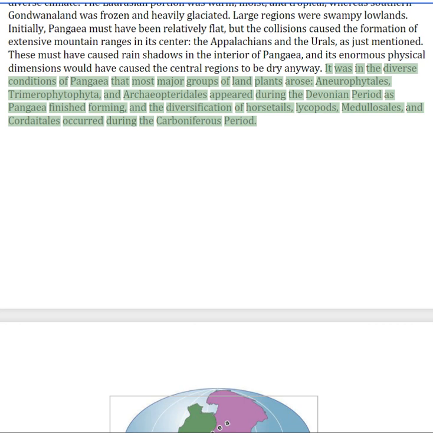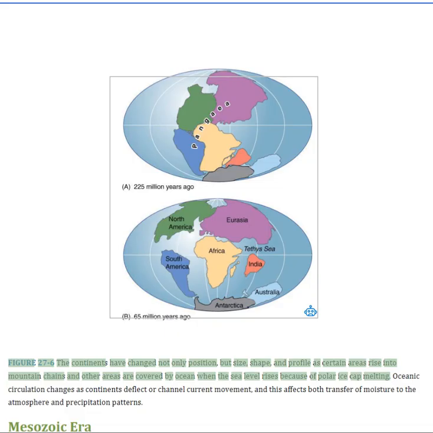Anurophytales, Trimerophytophyta, and Archaeopteridales appeared during the Devonian period as Pangaea finished forming, and the diversification of horsetails, lycopods, medullosales, and cordaitales occurred during the Carboniferous period. Figure 27.6. The continents have changed not only position, but size, shape, and profile as certain areas rise into mountain chains and other areas are covered by ocean when the sea level rises, because of polar ice cap melting.